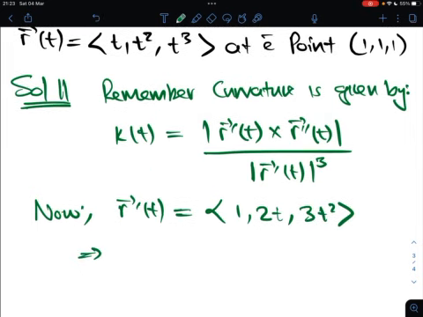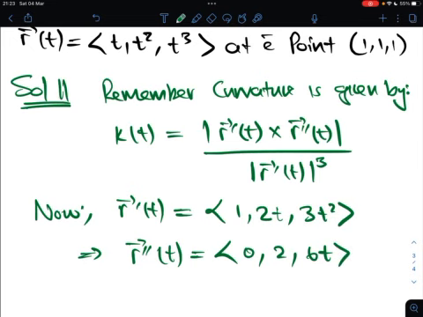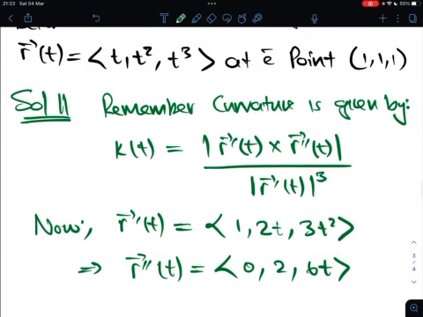Then again, if we differentiate that, what we get is 0 here, then 2 here, then 6t. That's what we obtain at this instant. But now we are asked to find the curvature at this point.